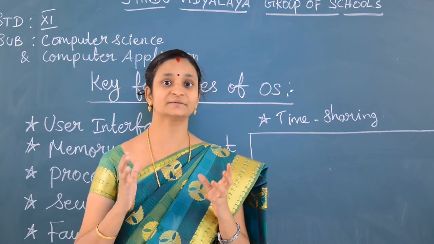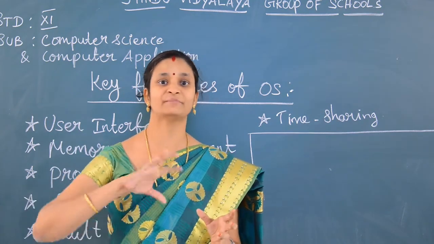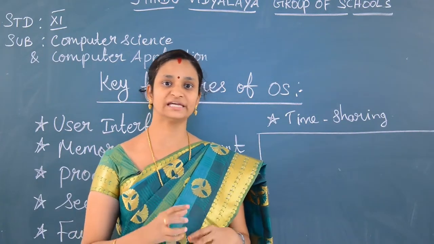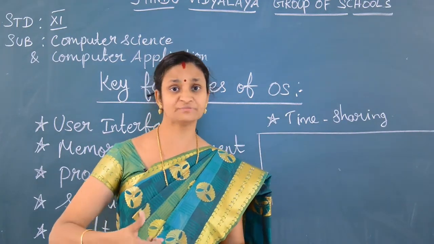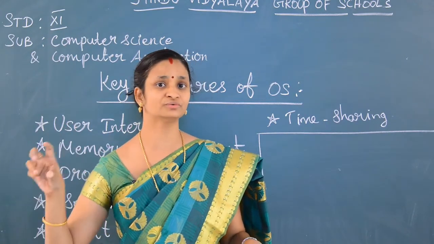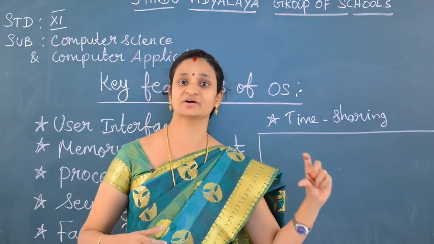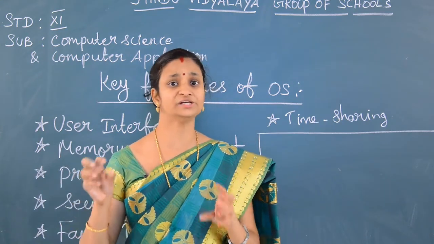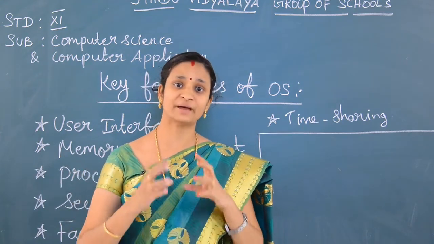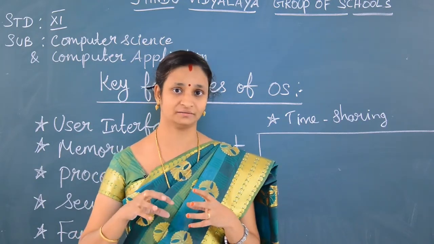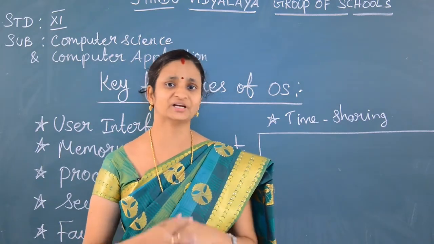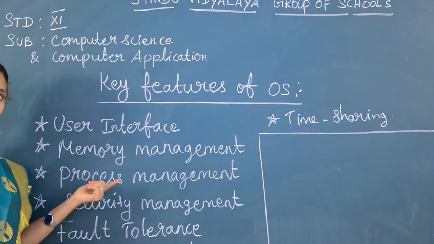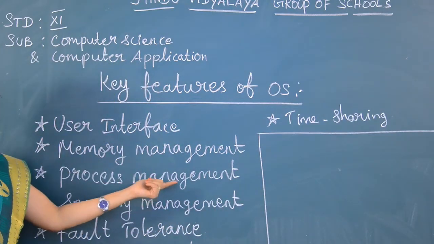The operating system can manage the memory efficiently. It also keeps track of which memory block is used for a task and which memory block is free, how much memory is being used and how much is free. It also deals with garbage collection. Let us discuss the next key feature, process management.